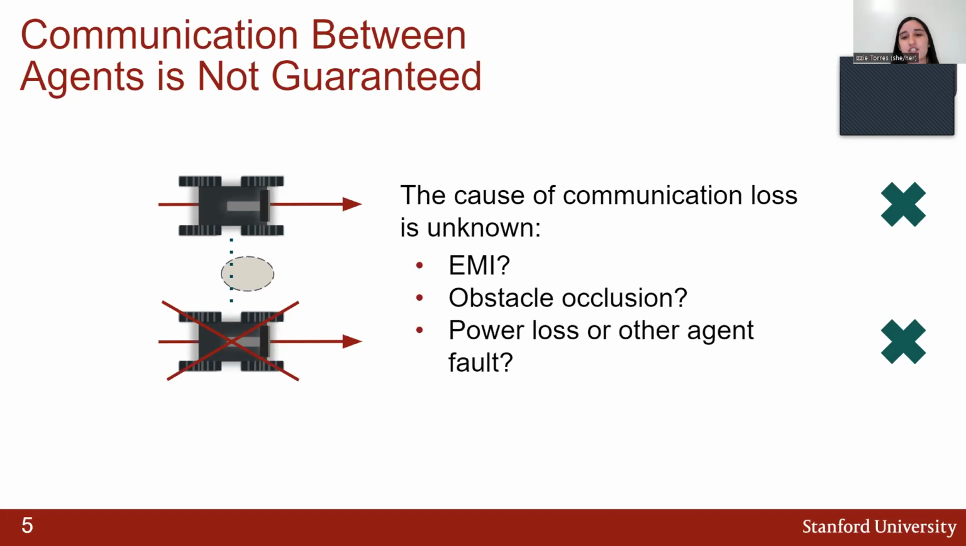And so you can't assume that there was an agent fault, because the agent could still be moving. You can't assume that it was an obstacle occlusion, because the agent could be dead. So the question is, what do you do when you don't know what has happened?